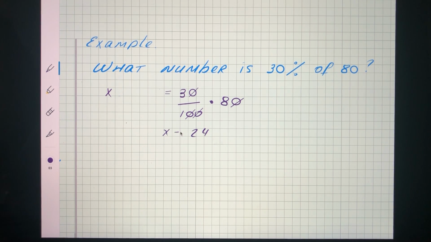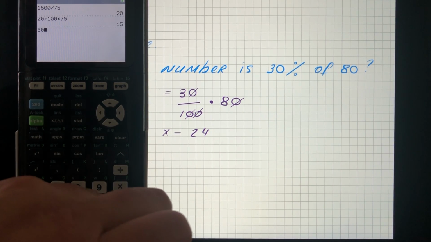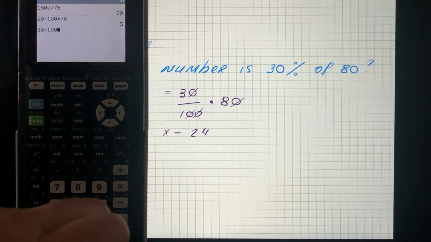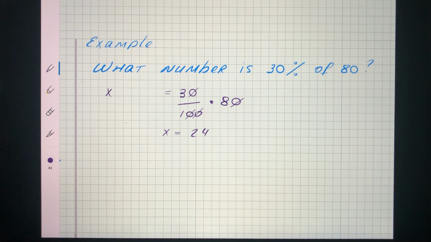If we did not do that, we could have typed in the whole thing in the calculator and got the same result. Let's do that now. 30 divide 100 times 80, and the answer is 24. And this is it. We do not need to plug it back anywhere because there was nothing to plug it into. 24 is the final solution, and that's it for this video.